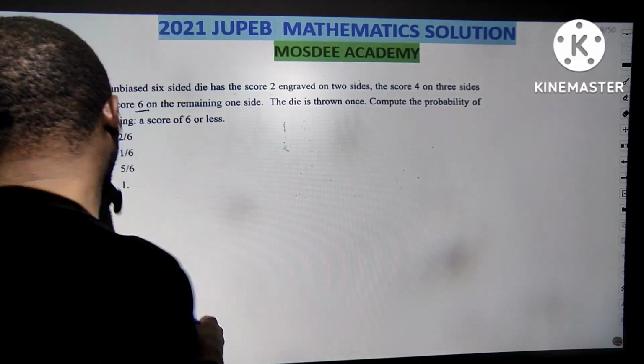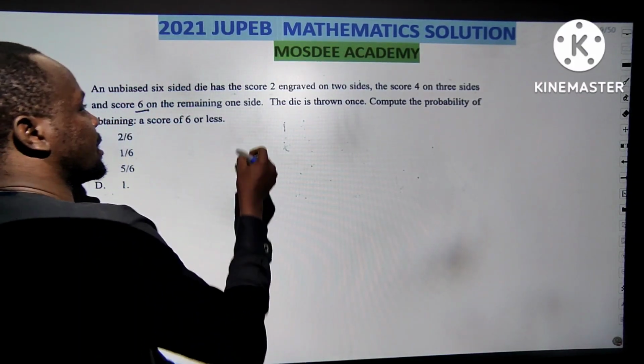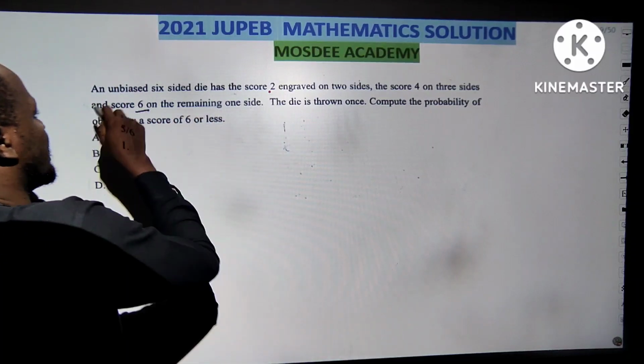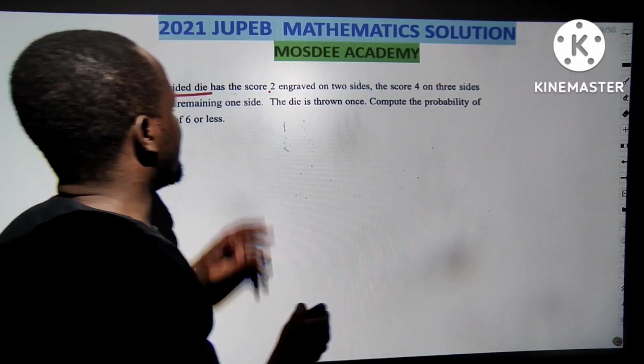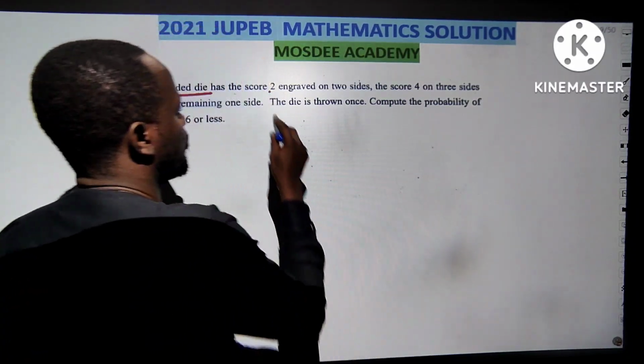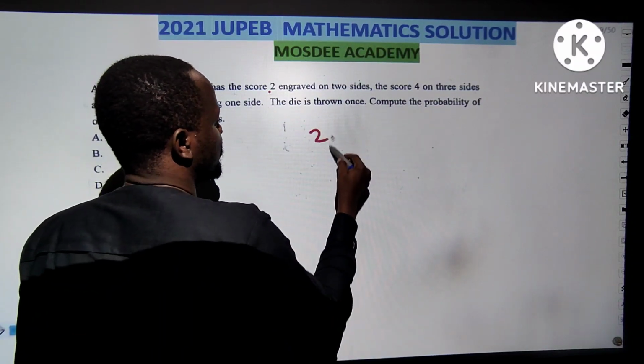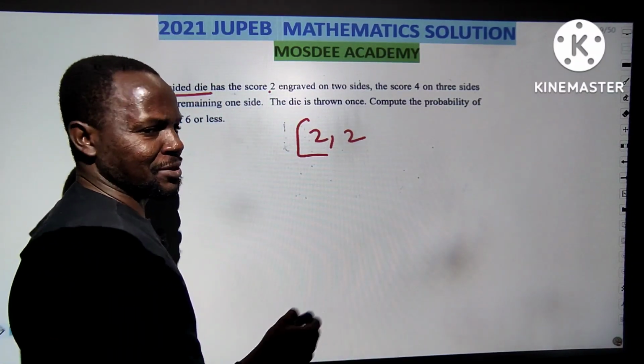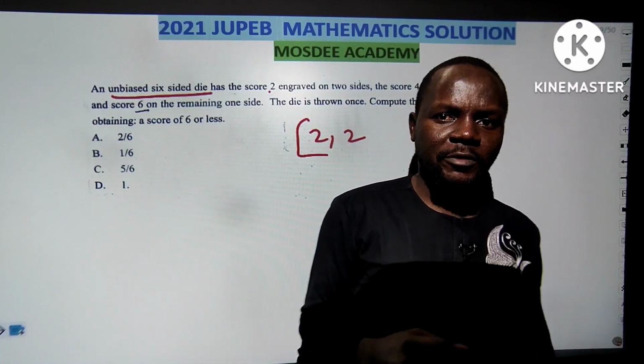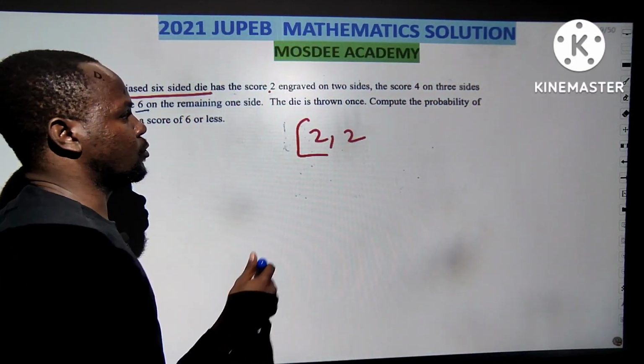Question 49 says, now before I solve 49, we have 2 engraved whatever. They said an unbiased 6-sided die has 2 engraved on 2 sides. That means 2 is appearing 3 times. I hate English because sometimes when they use English to ask math, you might fall victim to not getting it.